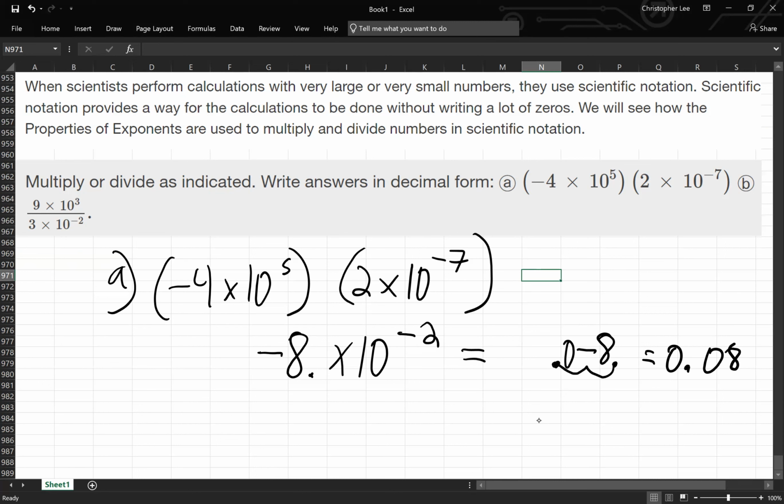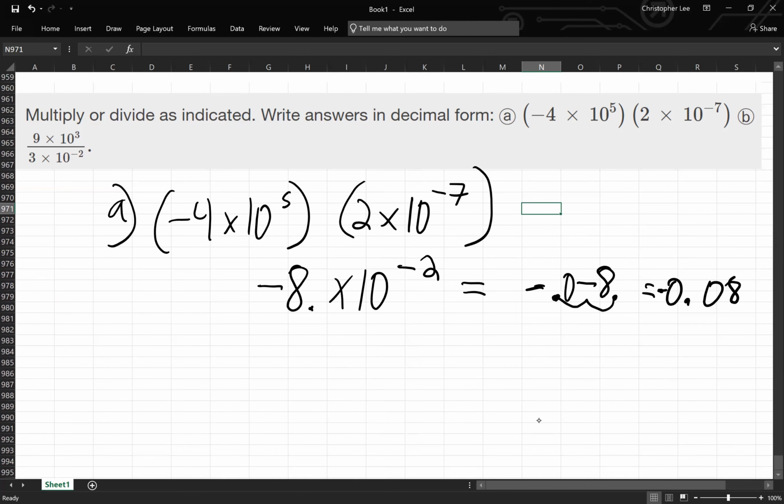0.08. Negative. Thank you for that. Questions on that? Make sense? Numbers with numbers, 10 to the power with the 10 to the power. That's it. Let's take a look for B.